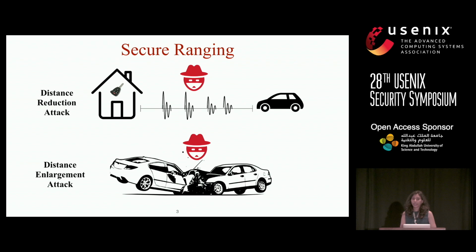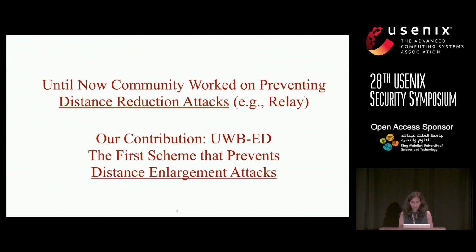This can possibly lead to a collision. If two vehicles are going one after another and they measure a wrong distance between them, they might speed up and collide, or they measure the wrong position of themselves and start taking a wrong path. Until now, the community has mainly worked on preventing reduction attacks. However, not enough work has been done on enlargement attacks. We don't want systems to collide or follow a path designed by an attacker.